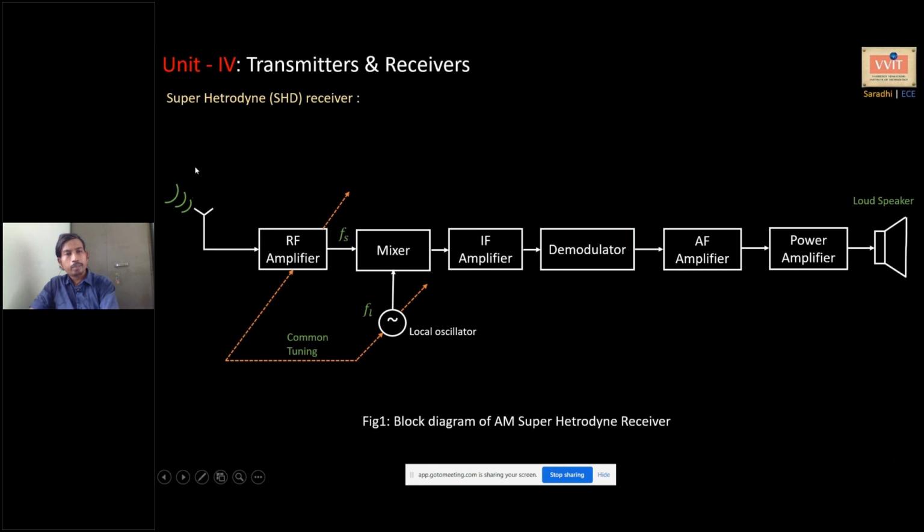Now, by overcoming all the drawbacks of tuned radio frequency receivers, the superheterodyne receiver was developed, and this is easy to understand. We have several blocks here: radio frequency amplifier, mixer, where the local oscillator of the mixer and this radio frequency amplifier are both ganged together. This is the IF, intermediate frequency amplifier, followed by demodulator, followed by AF (audio frequency) amplifier and power amplifier. Let us see what is the specialty of this.